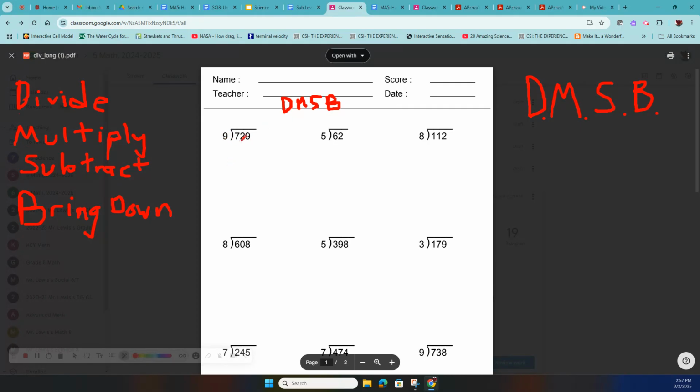So firstly, I'm going to look at each and every single digit. 9. Can 9 divide into 7? Well, no, it can't. It can't because 7 is smaller than 9. But can 9 divide into 72? Well, you know what? I'm actually not really sure because that's kind of a hard number. I'm not very good at my 9 facts. So you know what I can do?